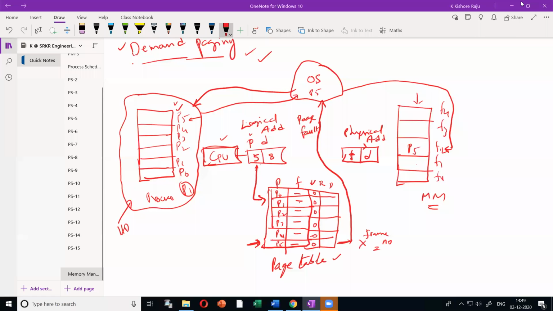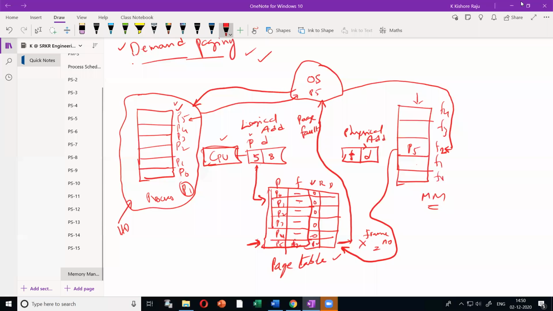For example, suppose it is placed in F2. Then immediately, once P5 is loaded into the main memory frames, the operating system will send the information to the page table. And now this valid bit is set to 1, and the frame number is F2.